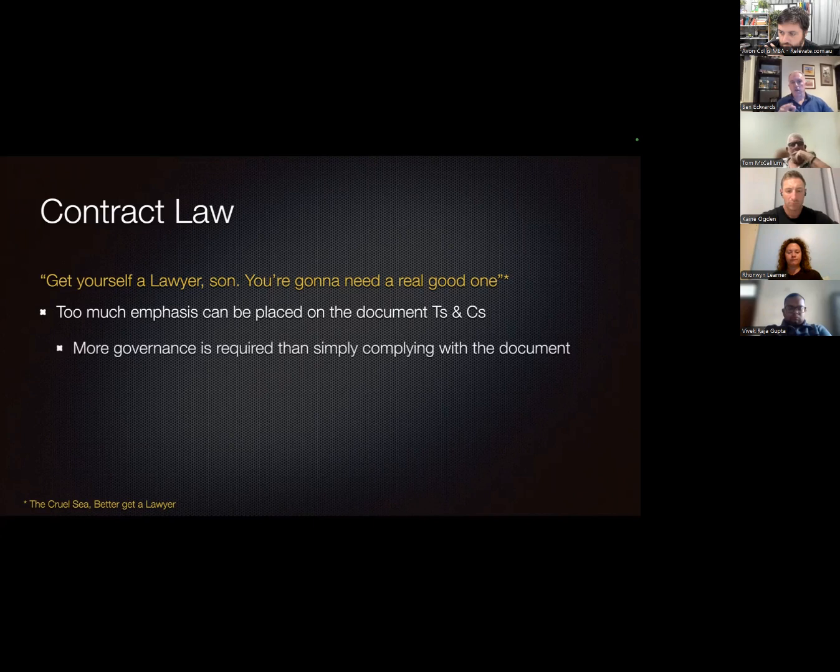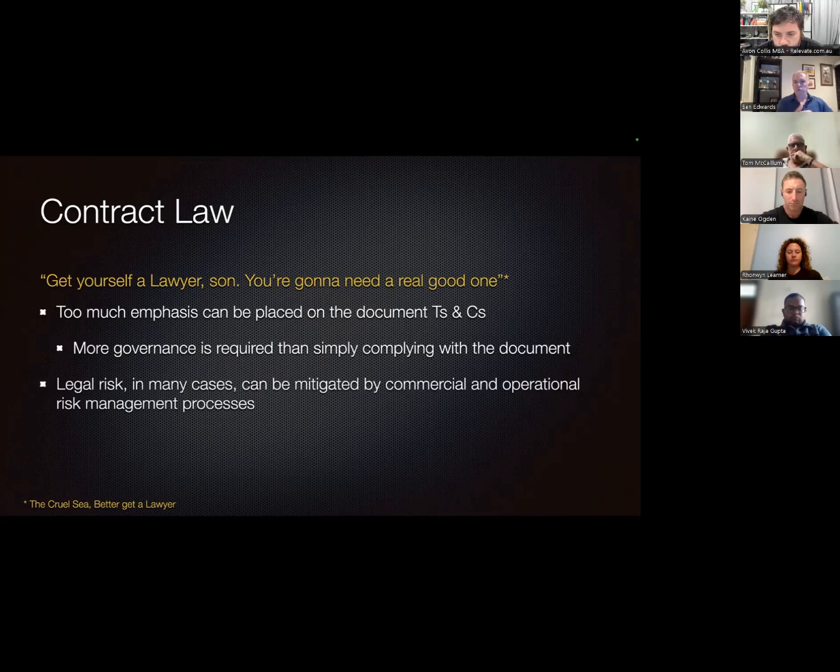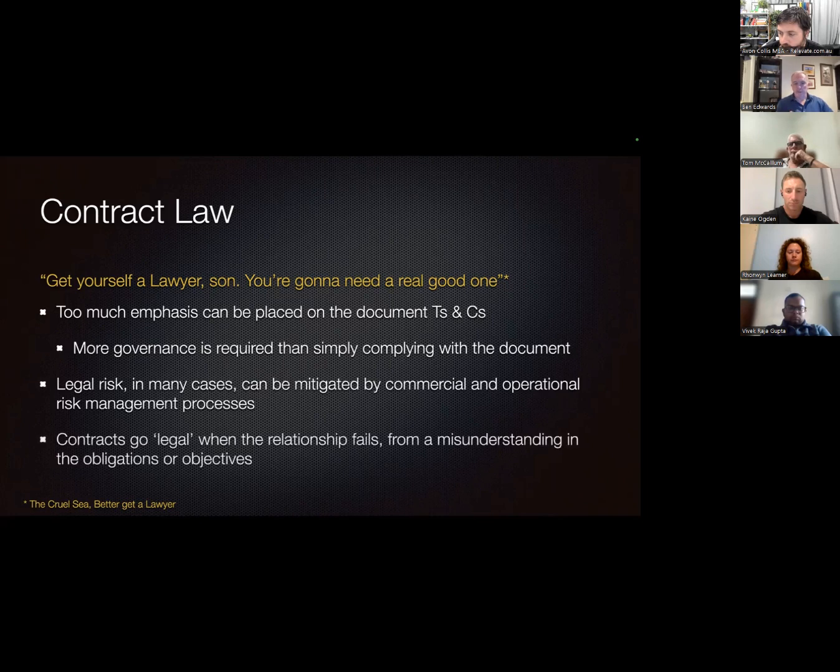And so, there's governance required around the document, a review of the document, understand the legal risks and consequences, but they can be managed out with commercial and operational risk management processes so that those legal issues don't come to fruition. But ultimately, the contracts, usually, in my experience of over 20 years, the document itself, once signed and executed, and there's a celebratory party, and everybody has a champagne, then it goes in the drawer, and you get down to the delivery of the contract.